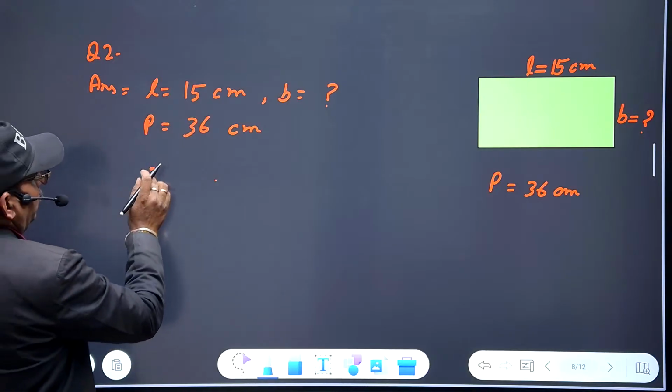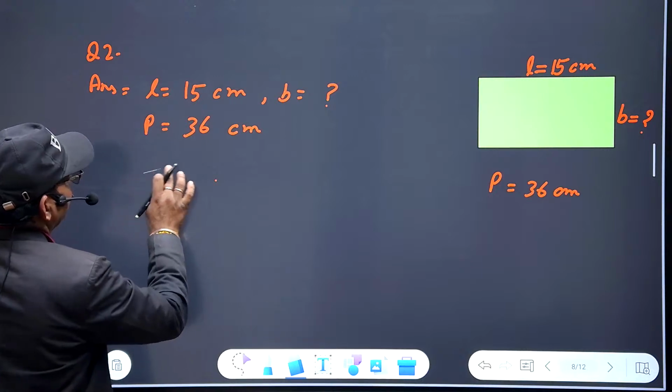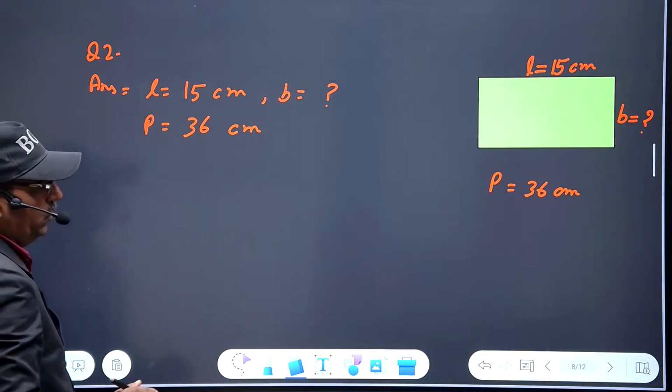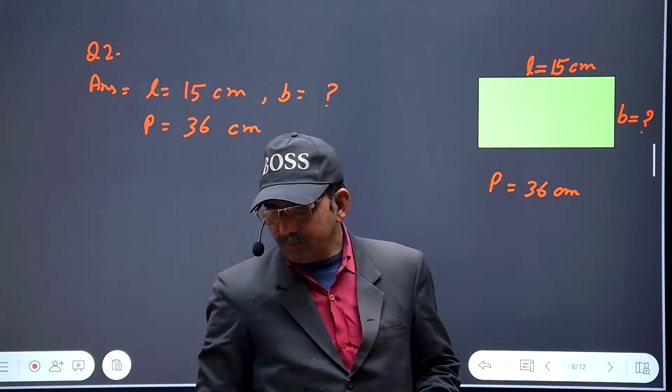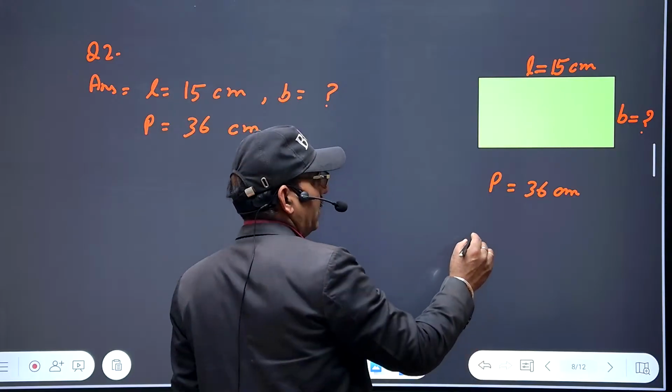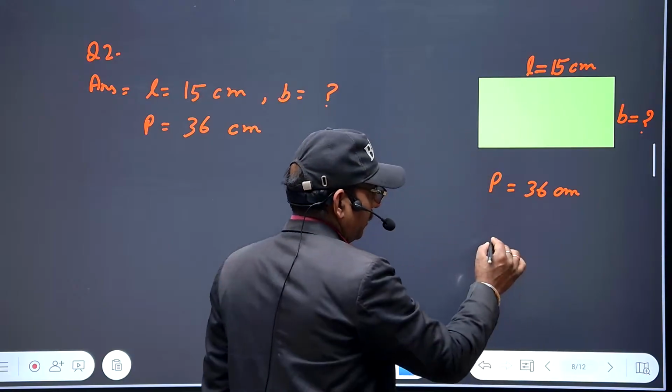So you will use the formula here. What is the formula? You know, you can make the formula also. How will you make the formula if you don't know it? अगर आप भूल जाते हैं, how will you? Look here. First look here.